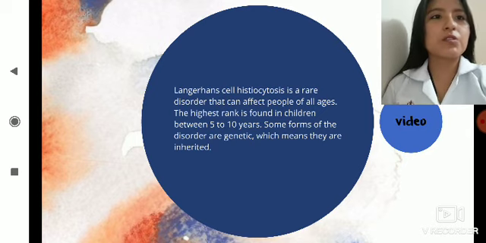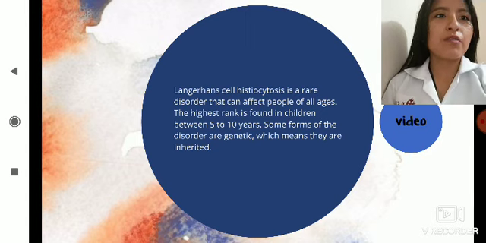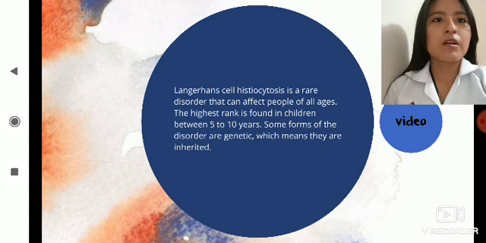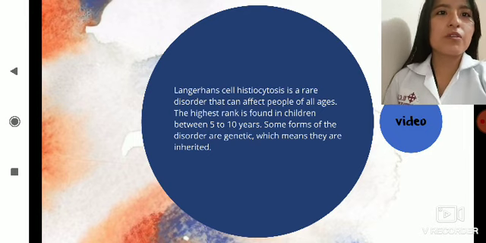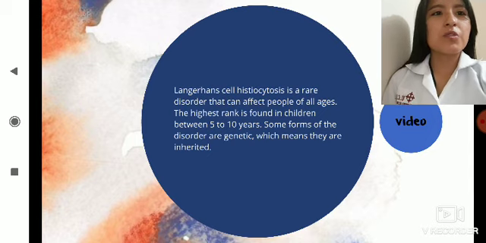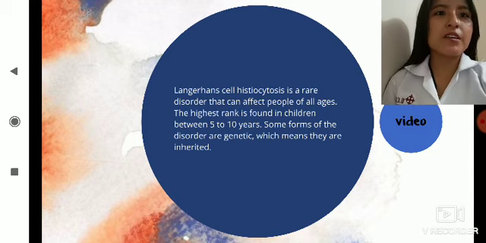Langerhans cell histiocytosis is a rare disorder that can affect people of all ages. The highest rate is found in children between 5 to 10 years. Some forms of the disorder are genetic, which means they are inherited.